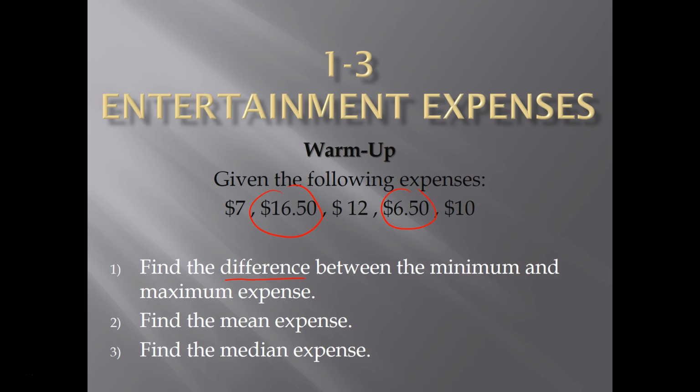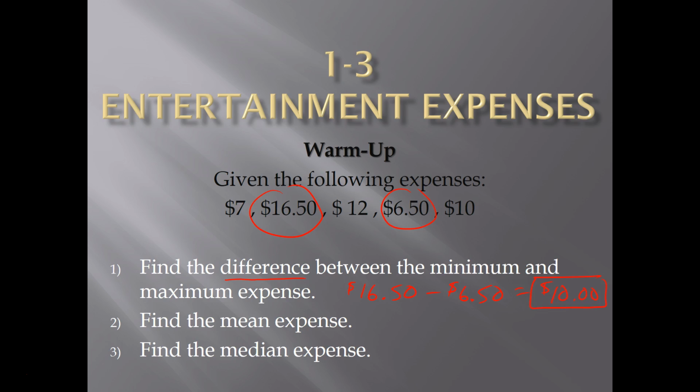A small number minus a bigger number always gives you a negative. So what we want to do here is to take the maximum, which is $16.50, and subtract the minimum, which is $6.50. By the time we've done that, we get $10. So $10 would be your answer there. That is the difference between the minimum and maximum.